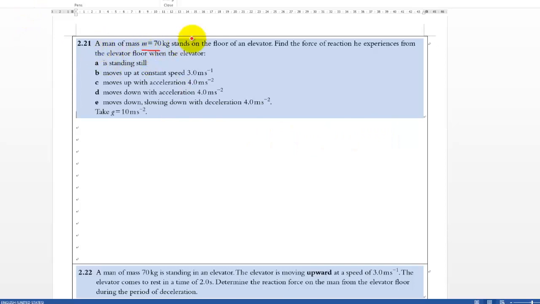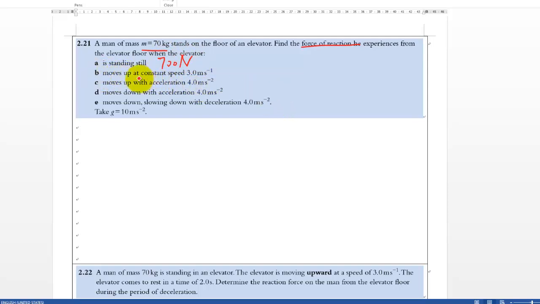So there's a man of 70 kg on the floor of the elevator, and you can imagine there's an electronic balance also. We want to find out the force of reaction on the floor. When he's standing still, there's nothing we need to write in detail. Everyone should know that it would simply be 700 Newton, just like what we did earlier.